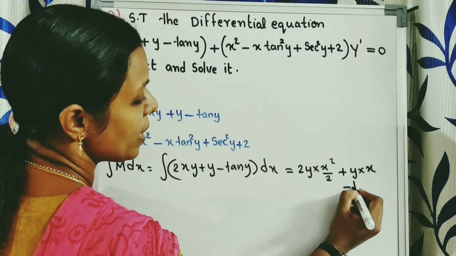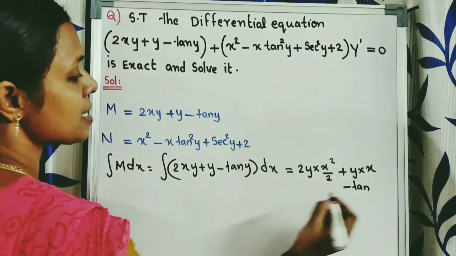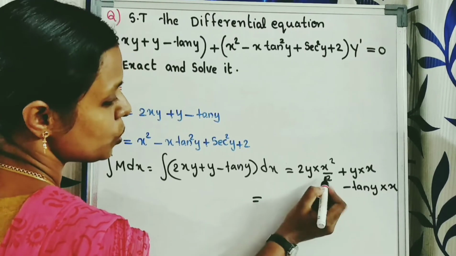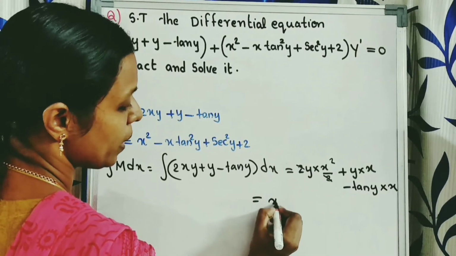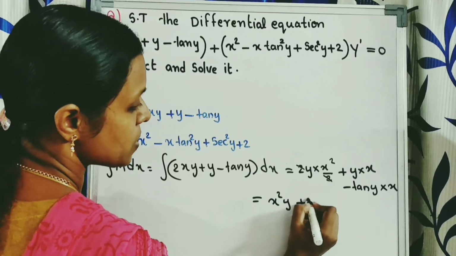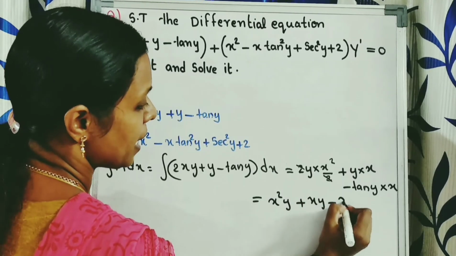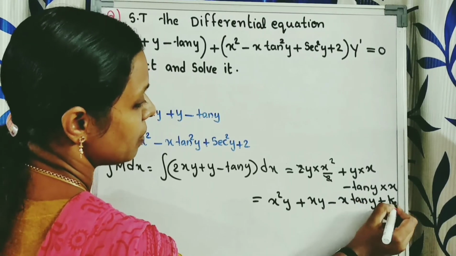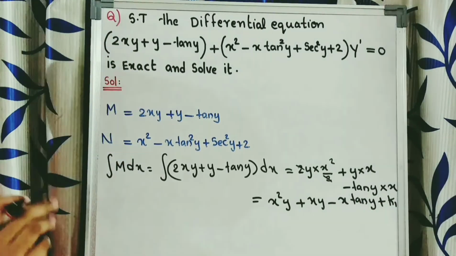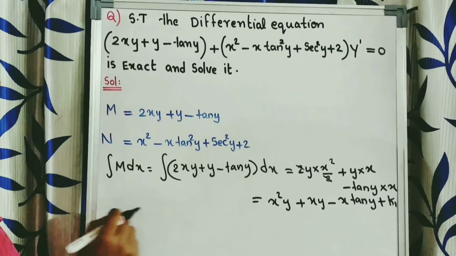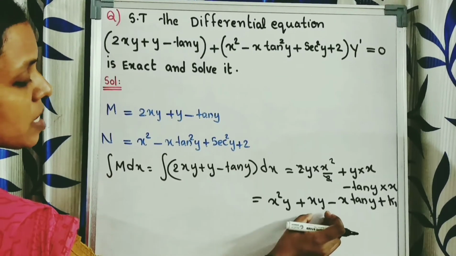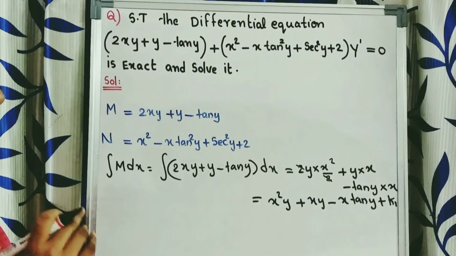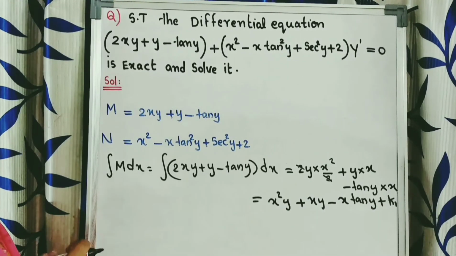Here minus tan y is a constant, and the integral of dx is x. Into x. Now the 2 gets cancelled. We get x square y plus xy minus x tan y plus a constant k1. Now we get integral M dx is equal to x square y plus xy minus x tan y plus k1.